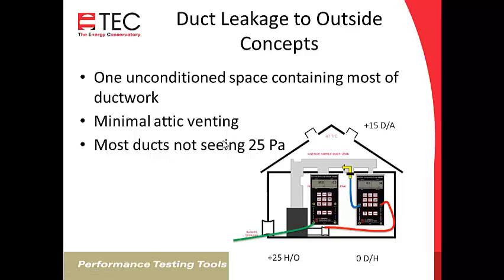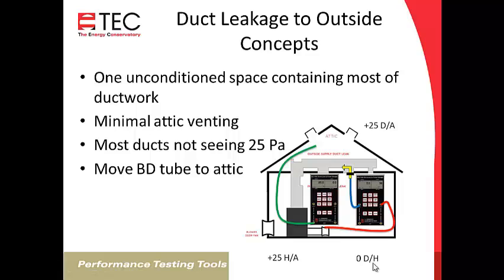So an option, if you've got that situation where you've got one unconditioned space that contains most of the ducts, and your house to attic pressure isn't 25, then we can move that blower door tube to the attic. Now we're measuring on channel A house to attic pressure. If our house to attic is at 25 and our ducts and house are equal, then we can put a D in here and they're going to be equal because D and H are equal. And our duct to attic pressure is going to be 25 pascals. So we'll have 25 pascals of pressure across these leaks, which, to get the most accurate reading, is what we're trying to measure.